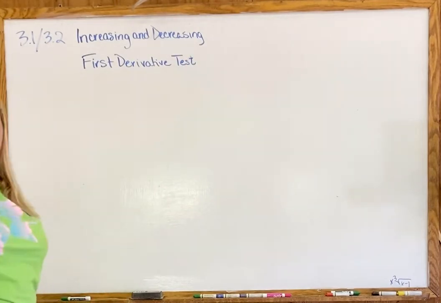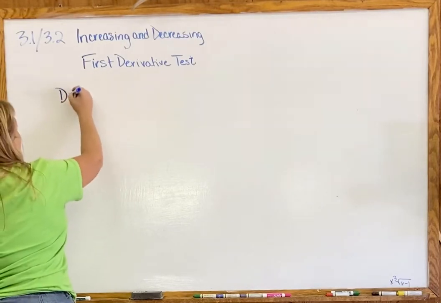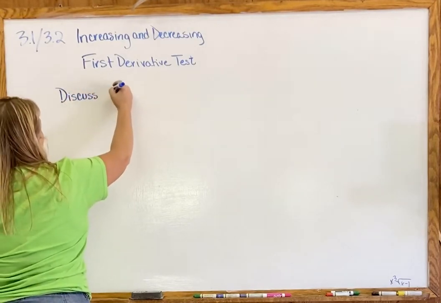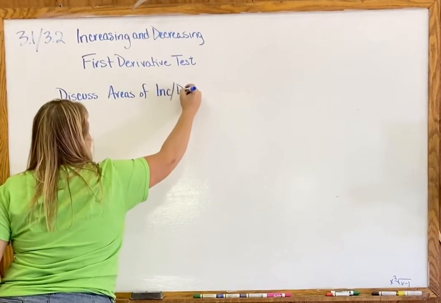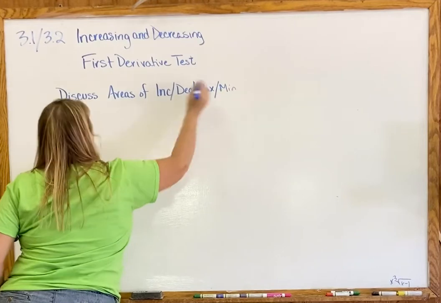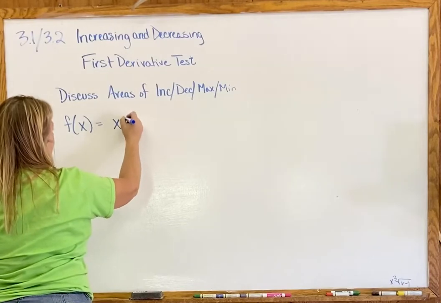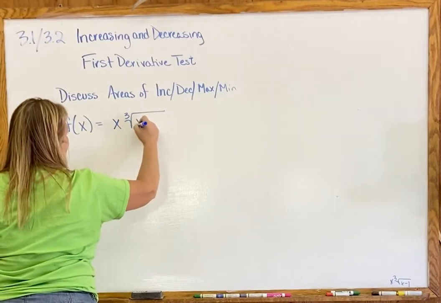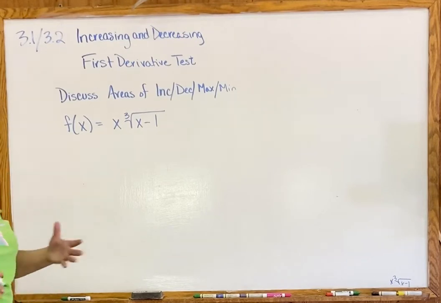Okay, so let's do one more example before we move on to something a little bit different. Let's say that we wanted to discuss areas of increasing, decreasing, or maxes and mins, and the function they give us is x times the cube root of x minus 1. Remember that when it says discuss, all that means is to make that little table. So we're going to look at making that little table.